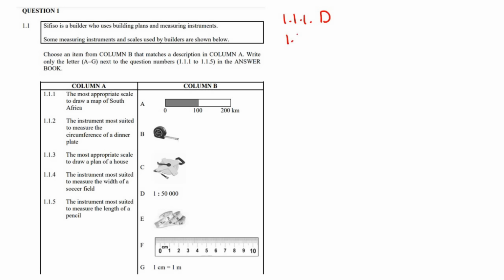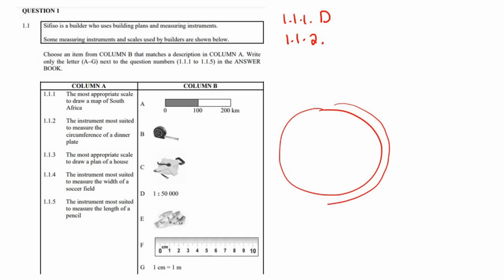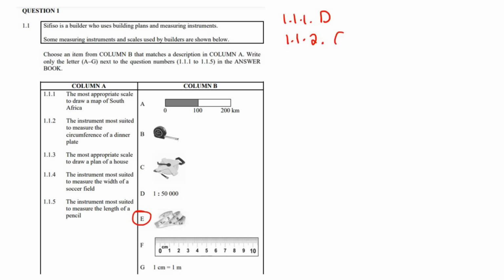Now for 1.1.2, it says, what is the instrument that is most suited to measure the circumference of a dinner plate? Okay, so a dinner plate, the plate that you eat your food on, it's not that big. So if you wanted to measure the circumference, you'd probably just use one of these. If you tried to use one of these, it's going to be difficult because they don't really bend. And if you have a plate, you've got to be able to bend it all the way around. Okay, so I would go with E.